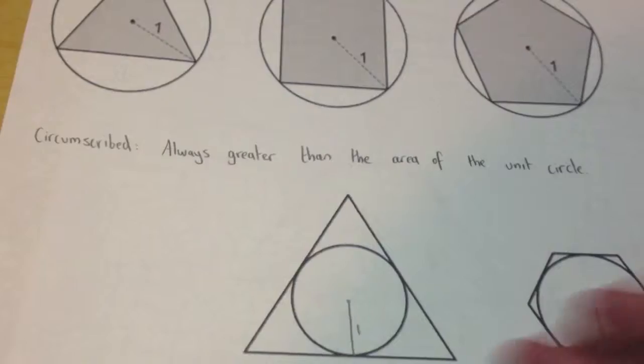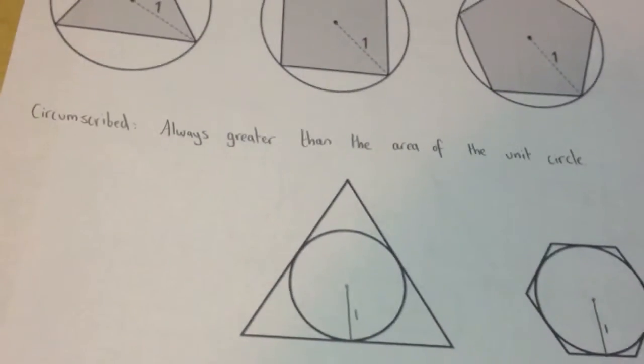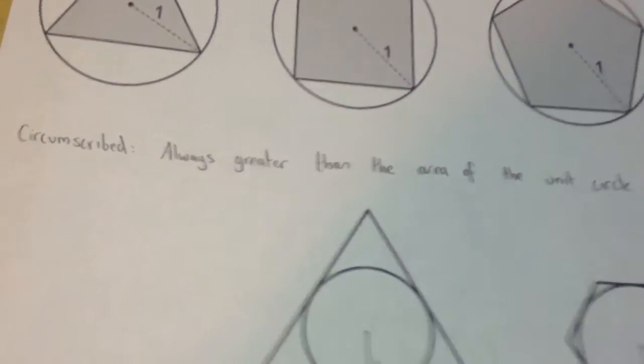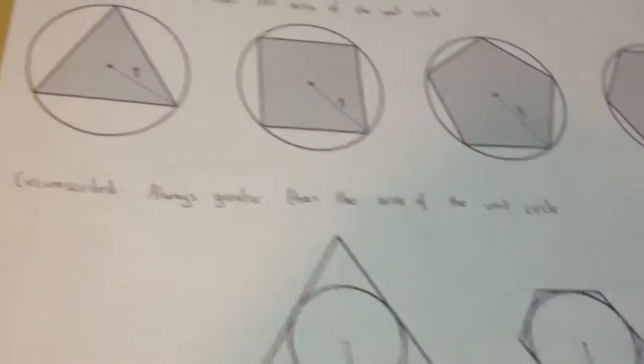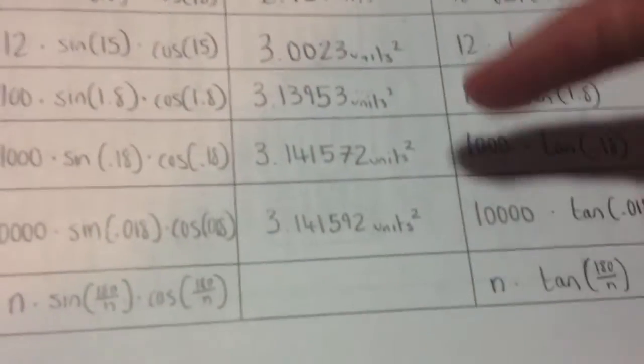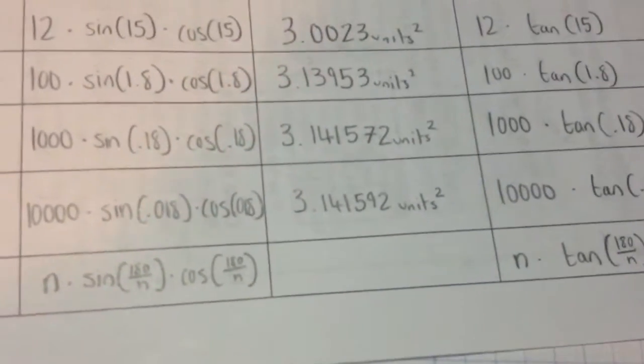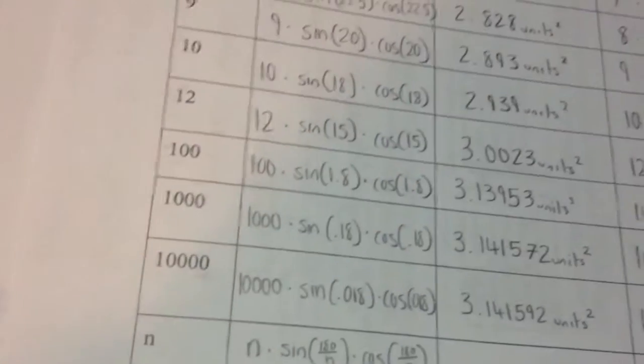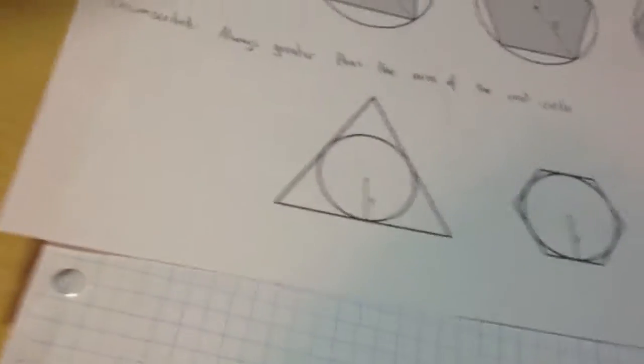The area is always going to be greater when it's circumscribed, and it's always going to be less when it's inscribed. And it was kind of hard to believe, especially looking at the 10,000 and the 1,000, that it would get so close. But you can see here, it's really just getting as close as it possibly can to pi, but it's not quite going to reach it. And now that makes sense to me. So that was one of the questions of the lab that was very intriguing.